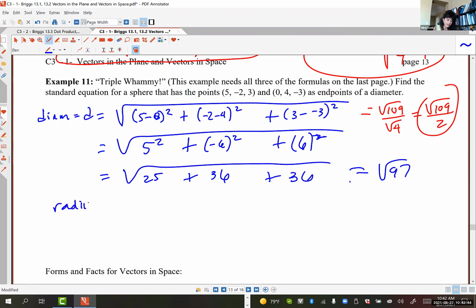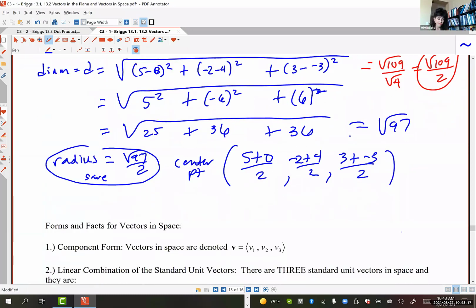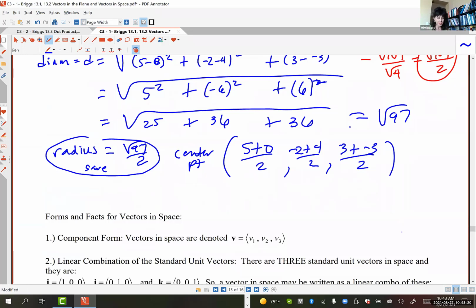So my radius is going to be half that. So save this for later. And then the center point is the midpoint of those 2 boundary points. So remember, to find center points, you basically take averages. You take the average of the x coordinates, add them up, divide by 2. You take the average of the y coordinates, add them up and divide by 2. And you take the average of the z coordinates, add them up and divide by 2. And then reduce these to lowest terms if it reduces.